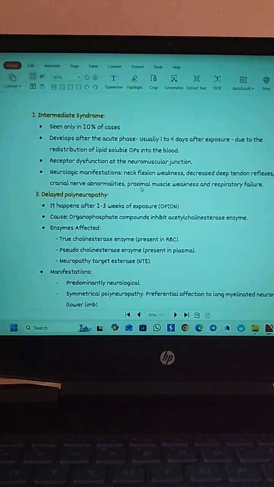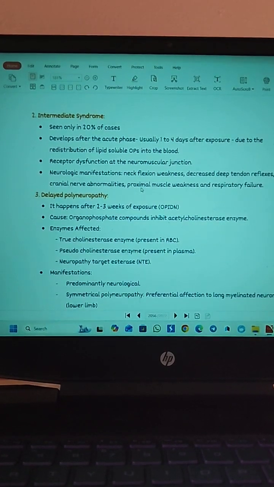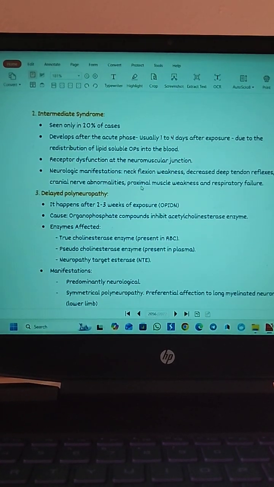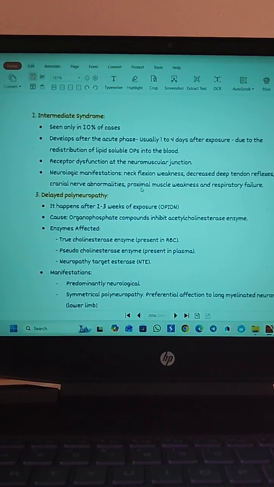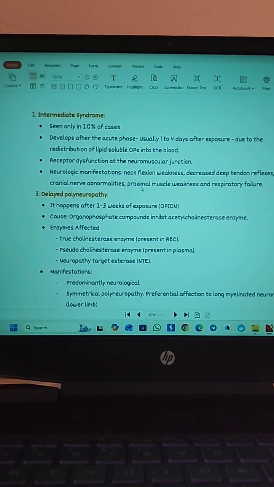So to summarize, this is seen in only 20% of cases, mainly due to receptor dysfunction at the NMJ, and neurological manifestations like neck flexion weakness, decreased deep tendon reflexes, respiratory failure, proximal muscle weakness, and cranial nerve abnormalities will be seen.